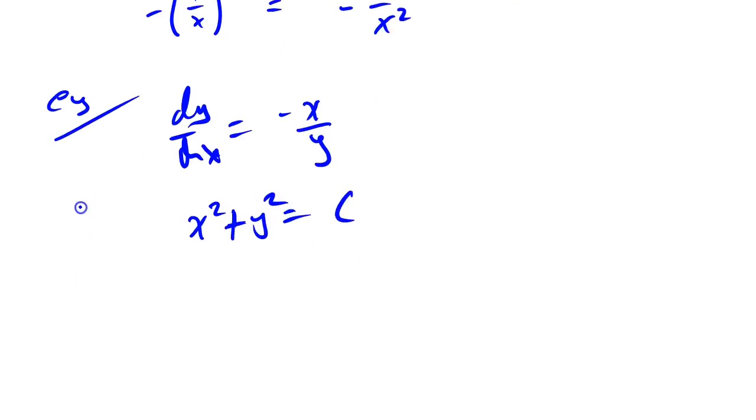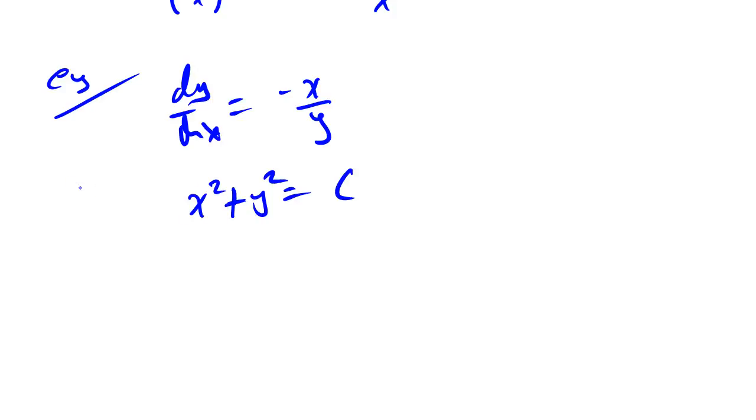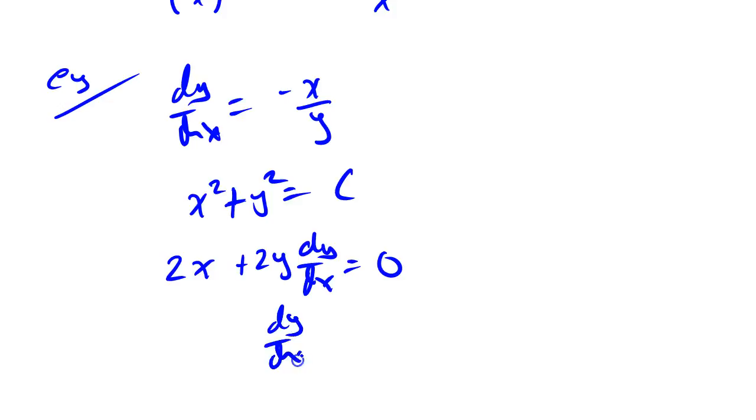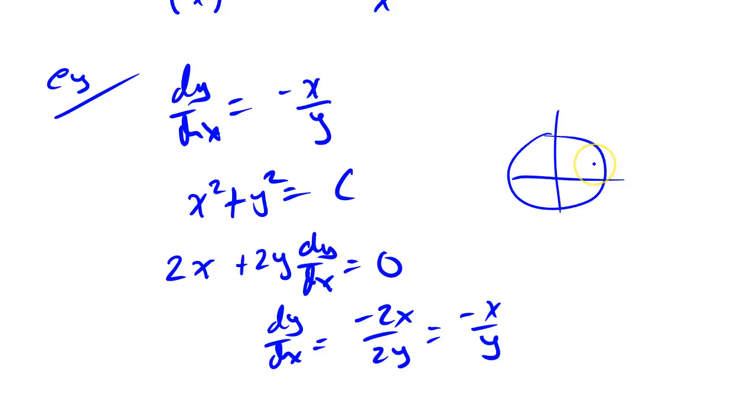Back in Calc 1, we had the notion of implicit differentiation. So if I implicitly differentiate here, thinking of y as a function of x, and take the derivative of both sides, I've got 2x plus 2y dy dx equals the derivative of that constant. The derivative of a constant is 0. Then I can solve for dy dx. So dy dx equals minus 2x over 2y, and the 2's cancel out, so it's minus x over y. So any circle centered at the origin satisfies the equation that dy dx is equal to minus x over y.